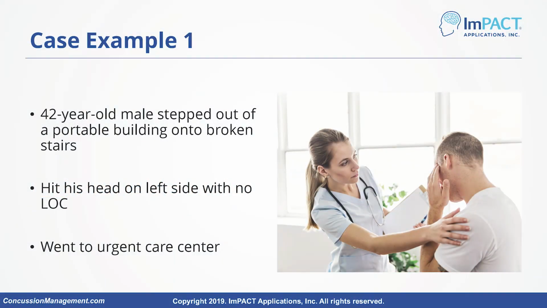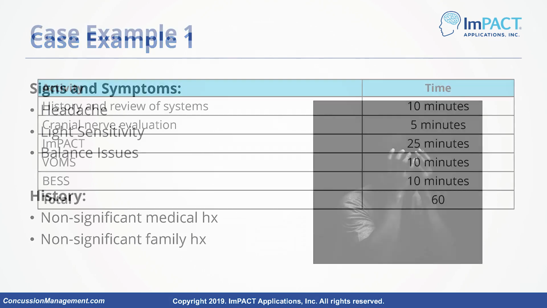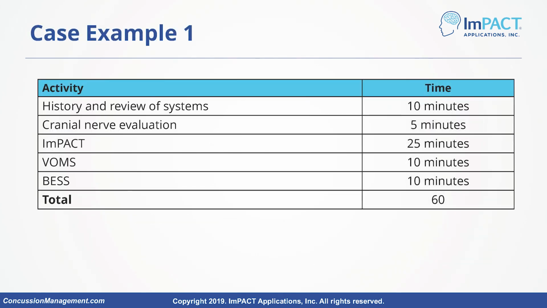First is case one, a 42-year-old male who stepped out of a portable building onto broken stairs and hit his head, with no loss of consciousness. He went to the emergency center or urgent care center and reported headaches, light sensitivity, and some balance issues. He didn't have any significant medical history and no significant family history. He was seen: a history and review of systems took about 10 minutes, cranial nerve evaluation about 5, ImPACT testing 25 minutes, and he was also administered the VOMS and a BESS. That took a total of about 60 minutes.